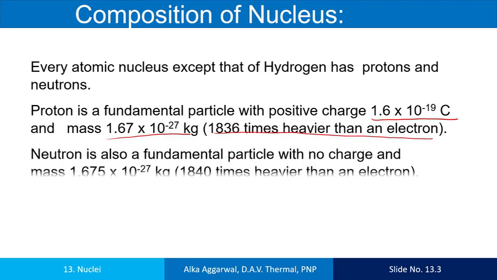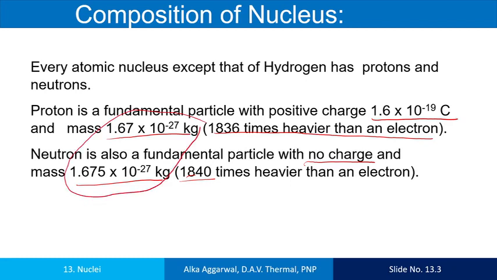And the neutron is electrically neutral. Its mass is 1.675 into 10 to the power minus 27 kg. It is 1840 times that of the electron. So we can say that the mass of the neutron is approximately equal to the mass of the proton.